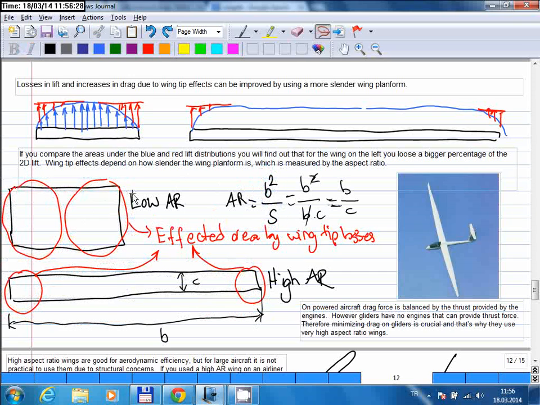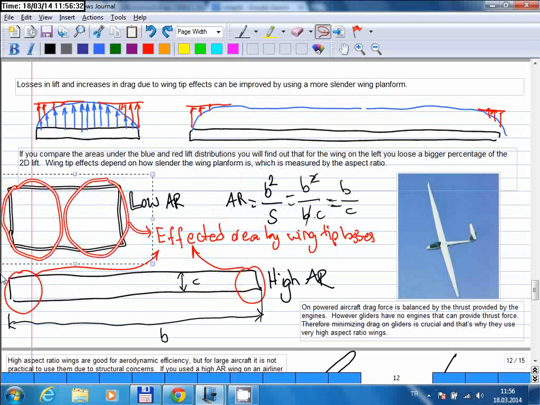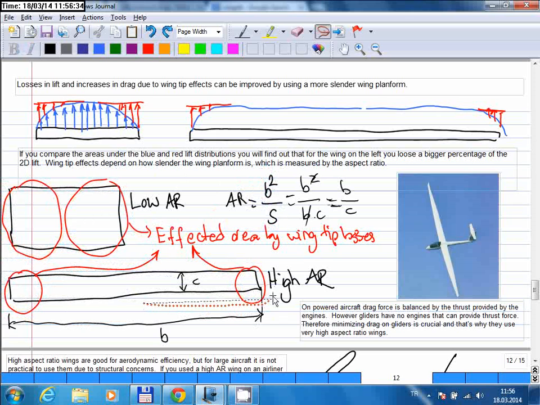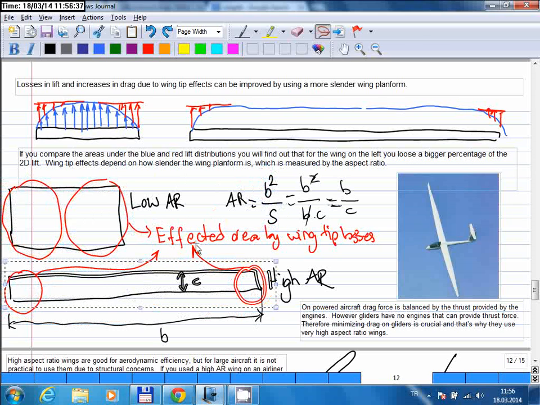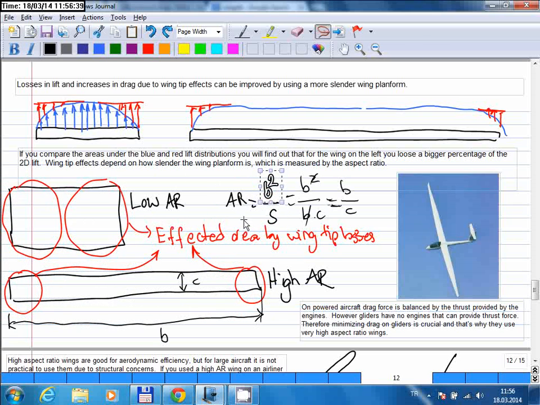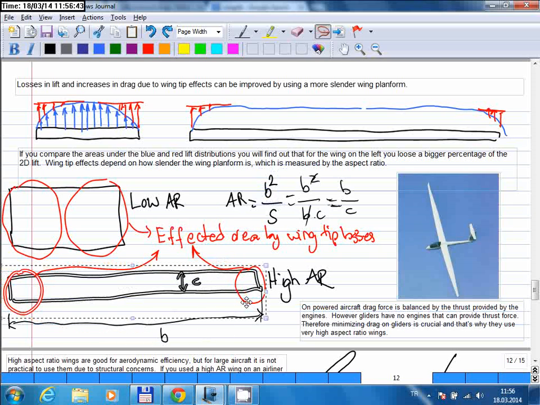So this is a low aspect ratio wing. This is a high aspect ratio wing because the wingspan is much larger. So the b number is larger for this wing. That makes this wing a high aspect ratio wing.